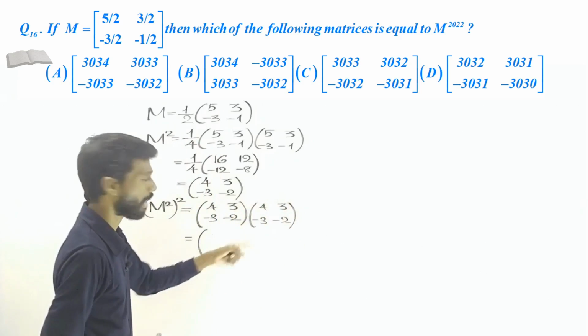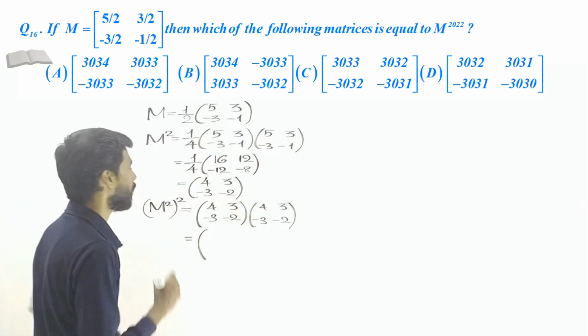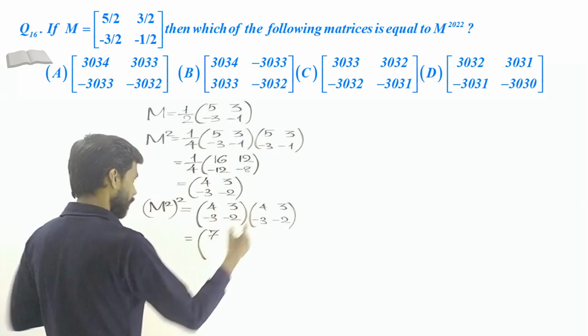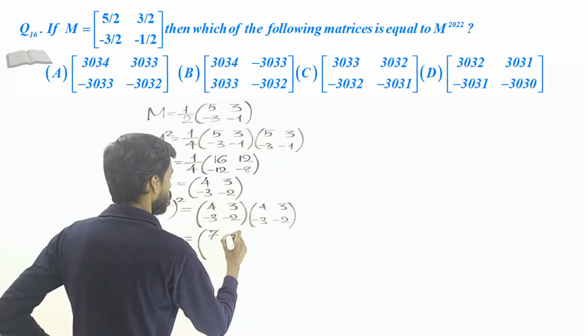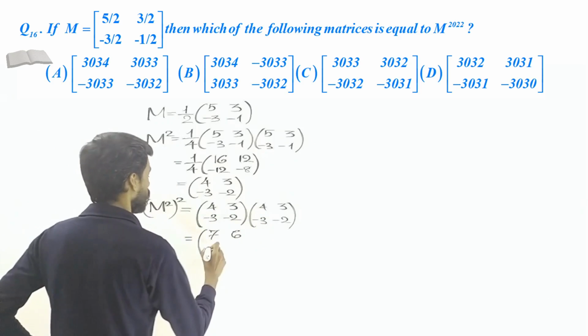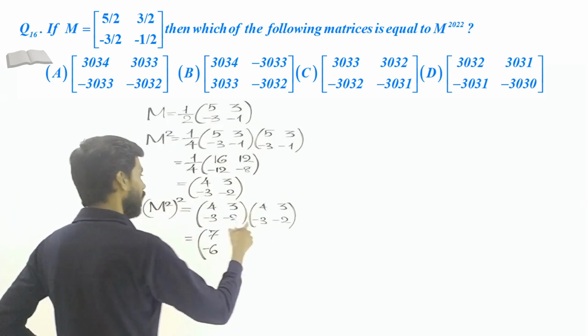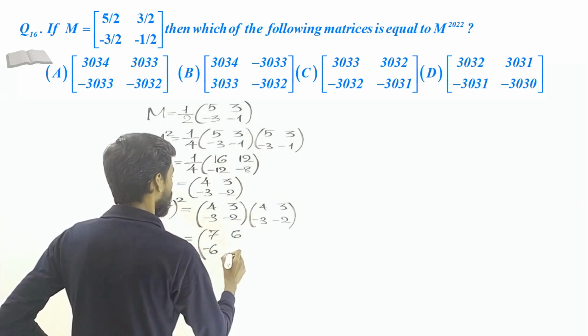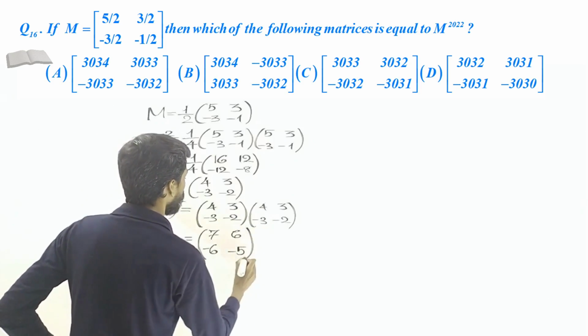Okay, so 16 minus 9, so that is 7. And then 12 minus 6, so that is 6. Similarly, minus 12 plus, okay, minus 6. And then minus 9 plus 4, so that is minus 5. Okay, so we've got something like this.